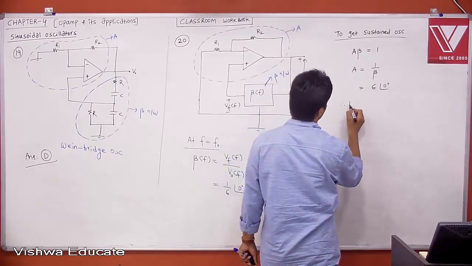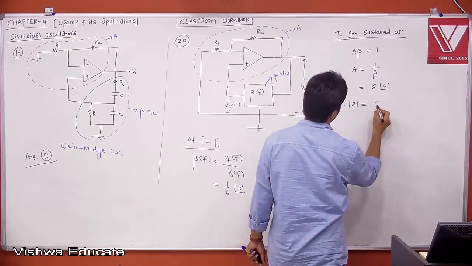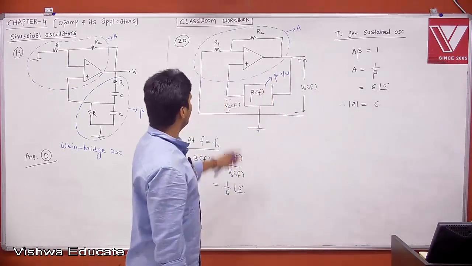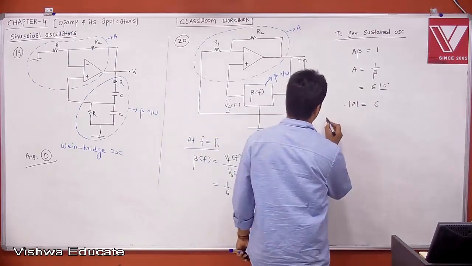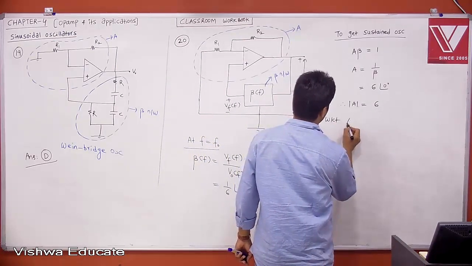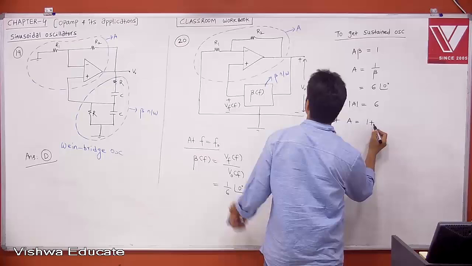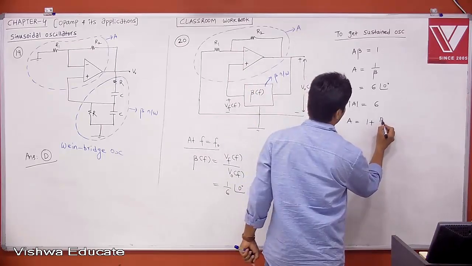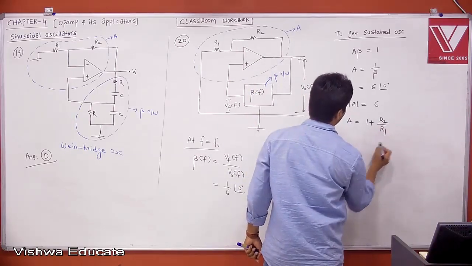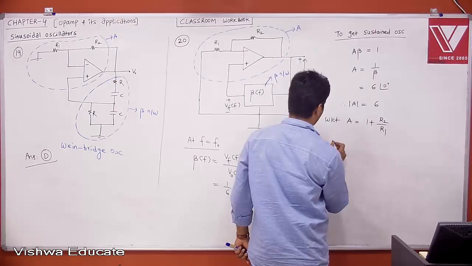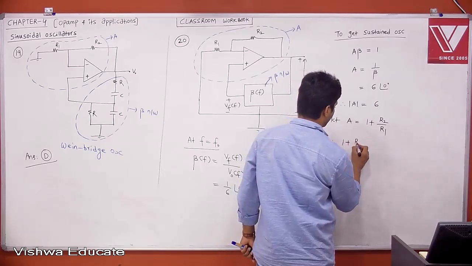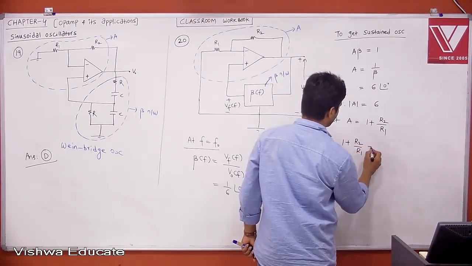Therefore, what is mod A? Magnitude should be equal to 6. And what is the open loop gain? That is nothing but a non-inverting amplifier. We know that A is equal to 1 plus R2 divided by R1. Therefore, 1 plus R2 by R1 should be equal to 6.